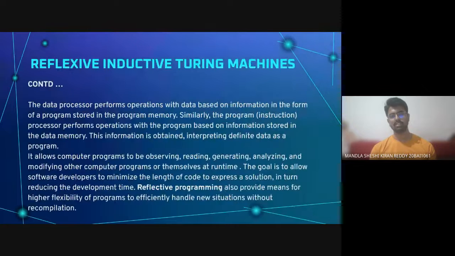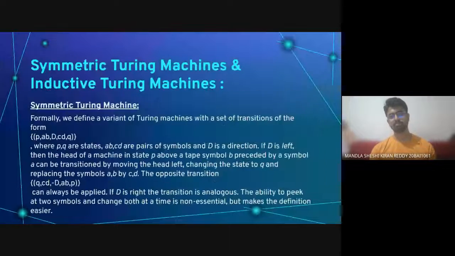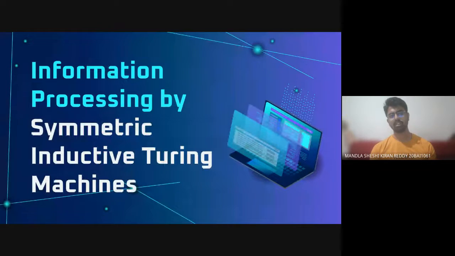As discussed, the information processing by symmetric inductive Turing machines or reflexive inductive Turing machines is very optimal, and we can increase the efficiency of the processing or the computational power.